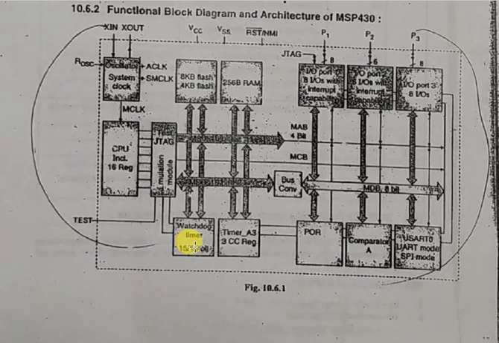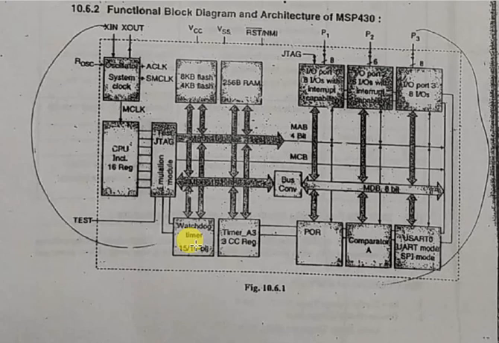The next block is called the watchdog timer. The primary function of the watchdog timer, that is the WDT module, is to perform the control system restart after a software problem occurs. If the selected time interval expires, a system reset is generated. I repeat again: the primary function of the watchdog timer module is to perform the control system restart after a software problem occurs. If the selected time interval expires, the system reset is generated.